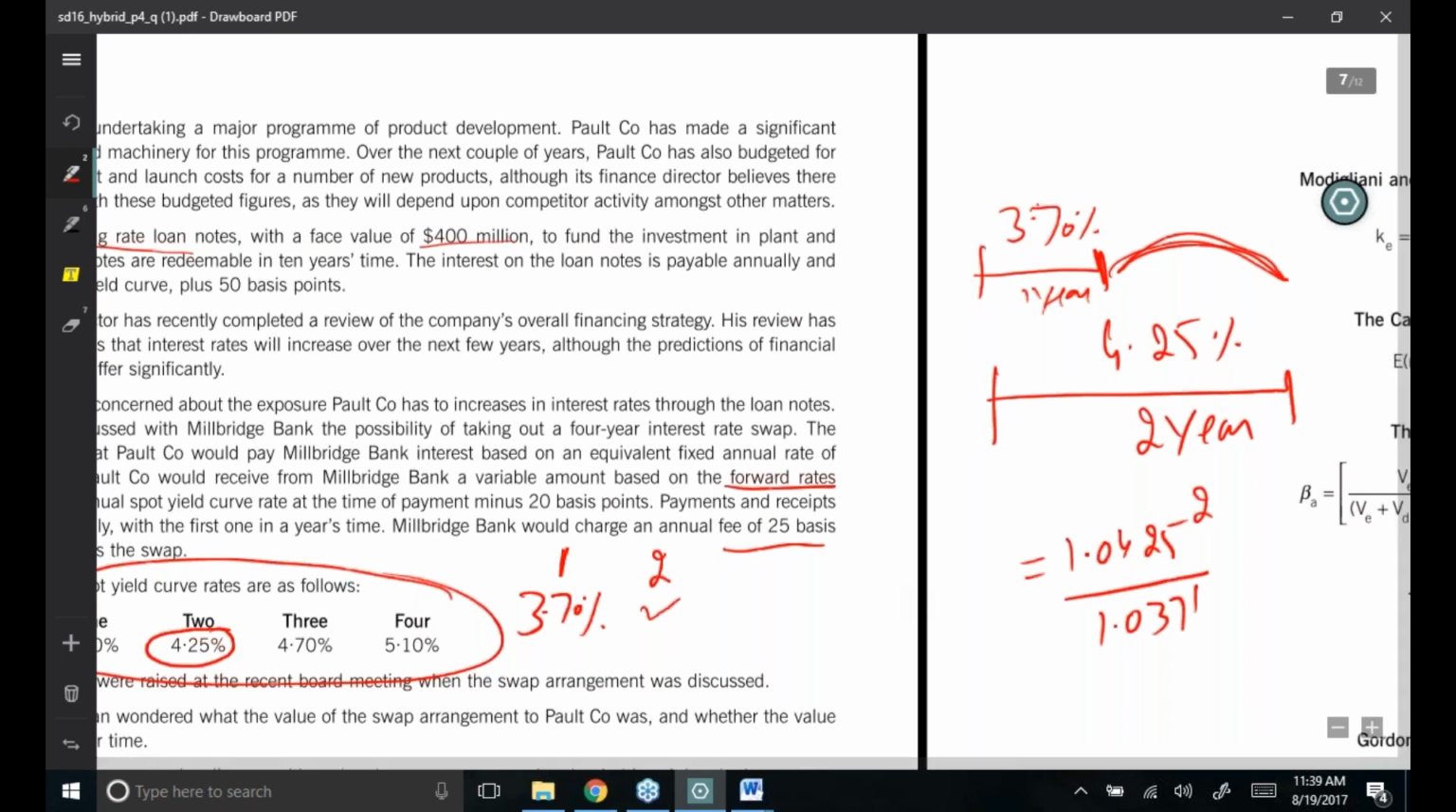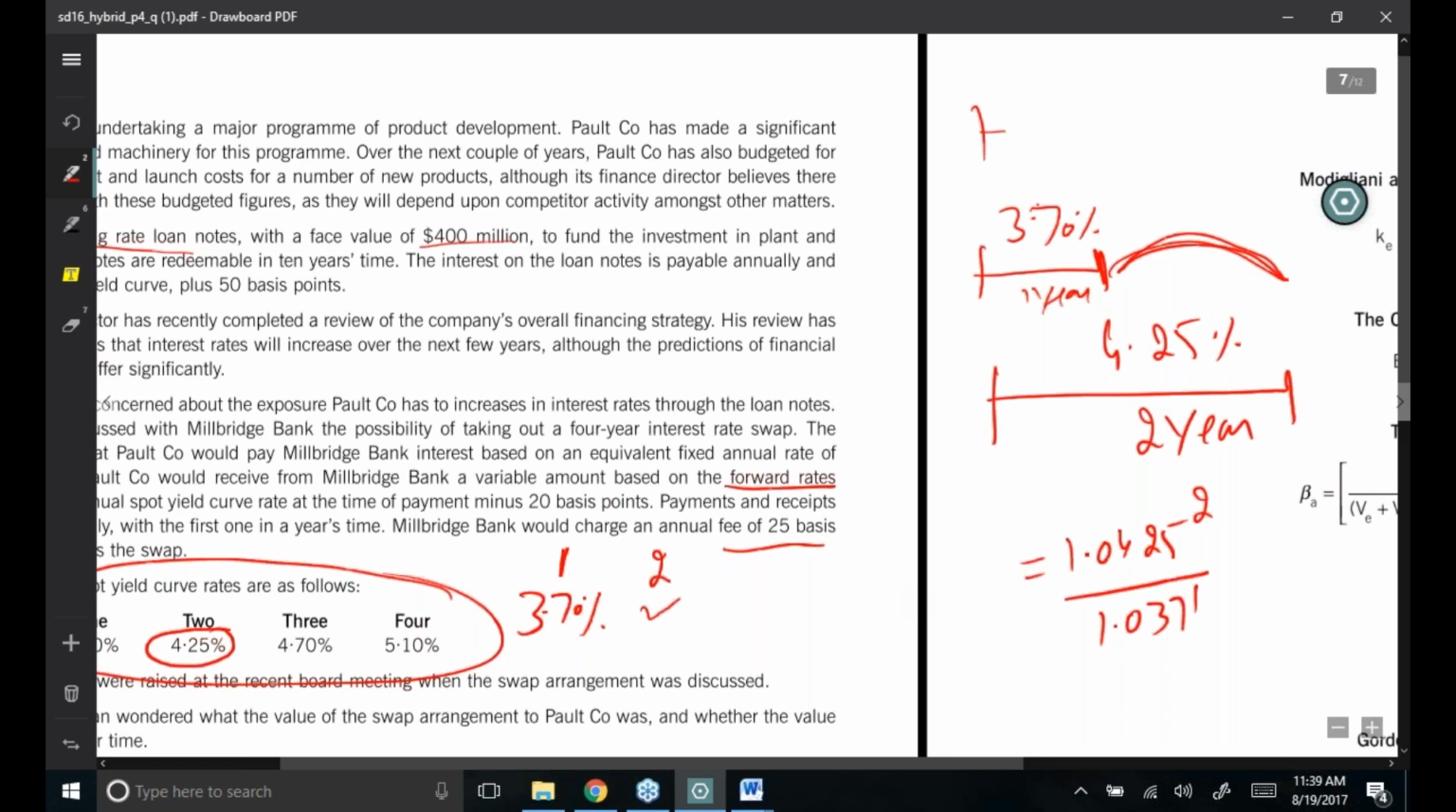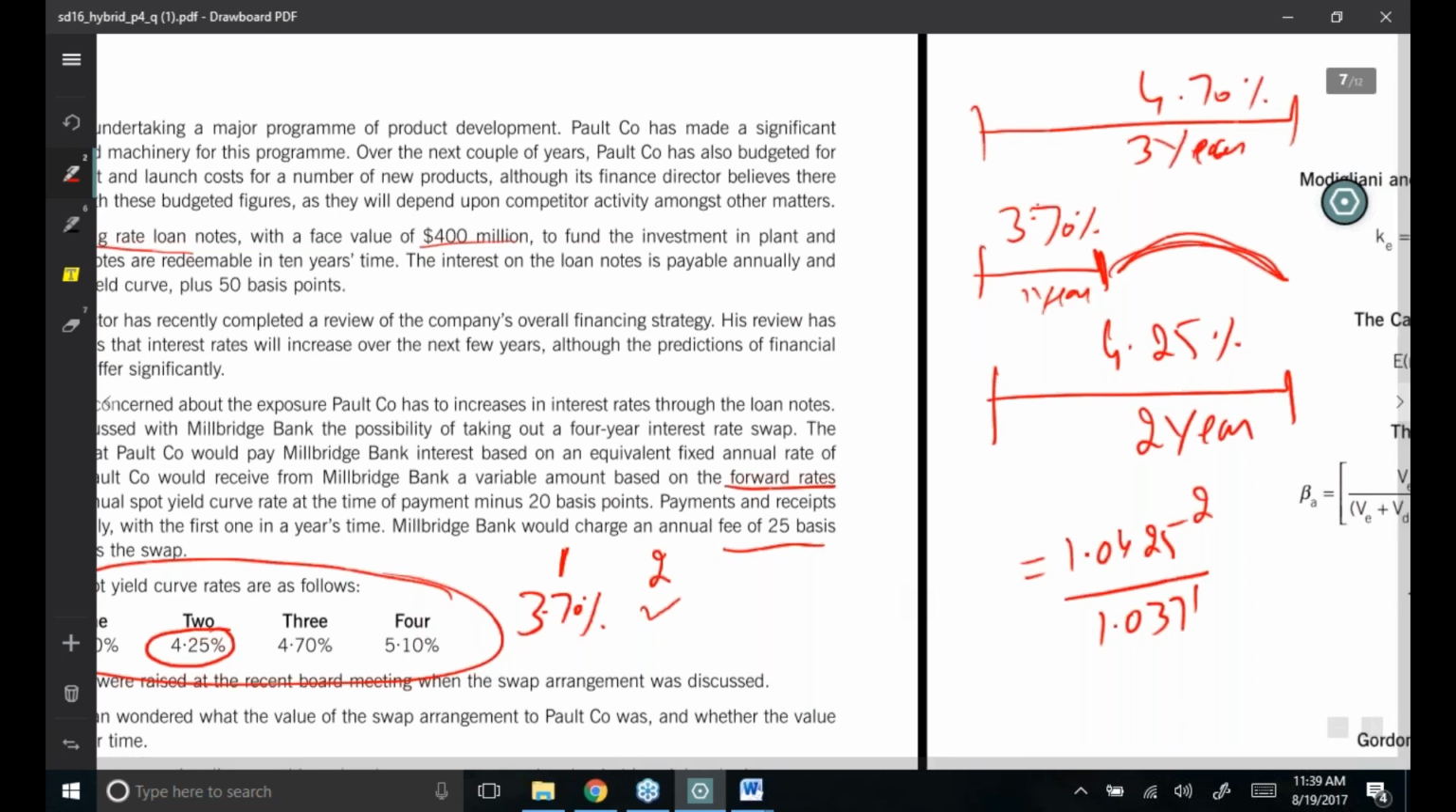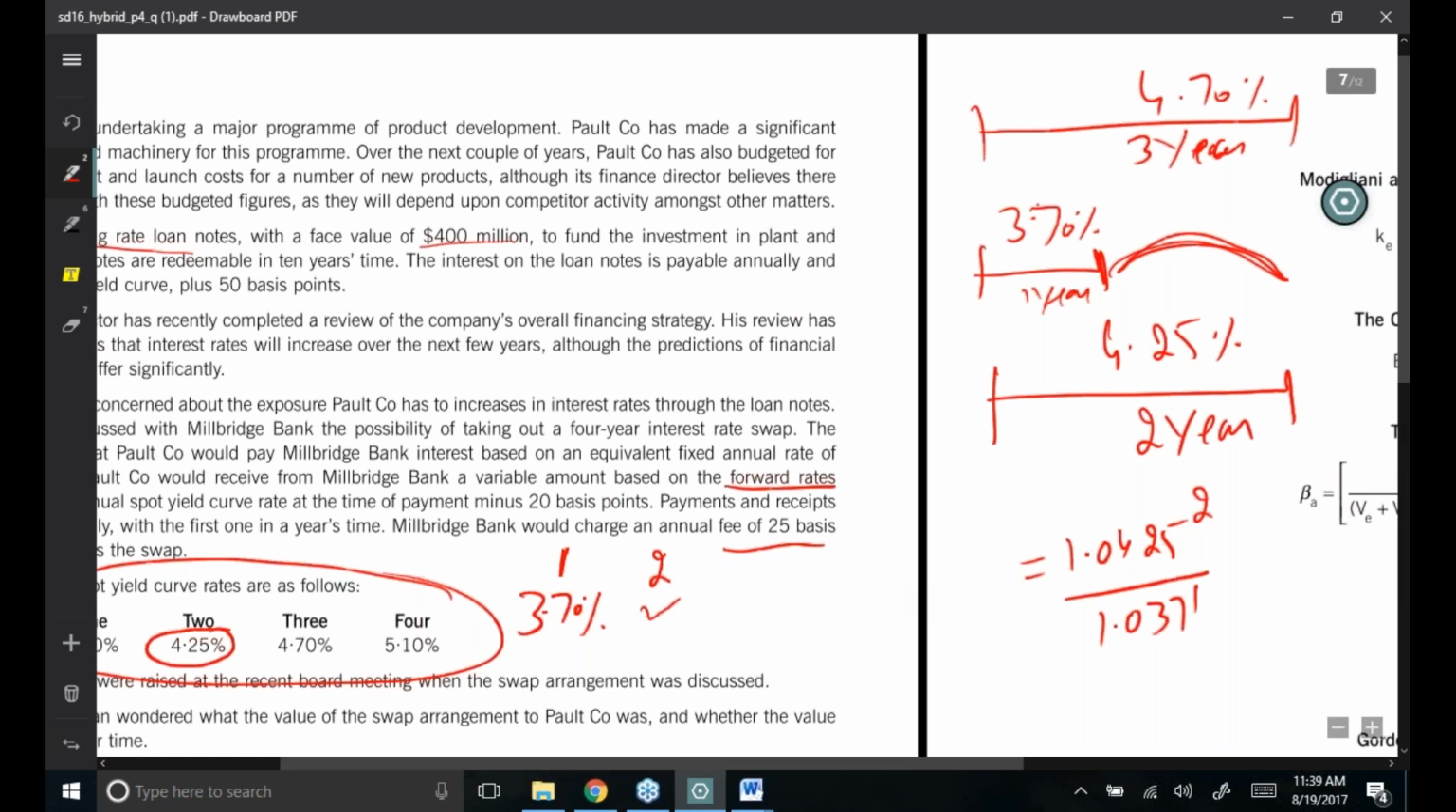And what about the forward rate of year 3? The spot yield of year 3 is 4.7. What do you mean by this? This means if you invest for 3 years, you will receive a return of 4.7% per annum basis. At the end of year 3, you will receive 4.7% 3 times. And if you invest for 2 years, you will receive 4.25% for 2 years.